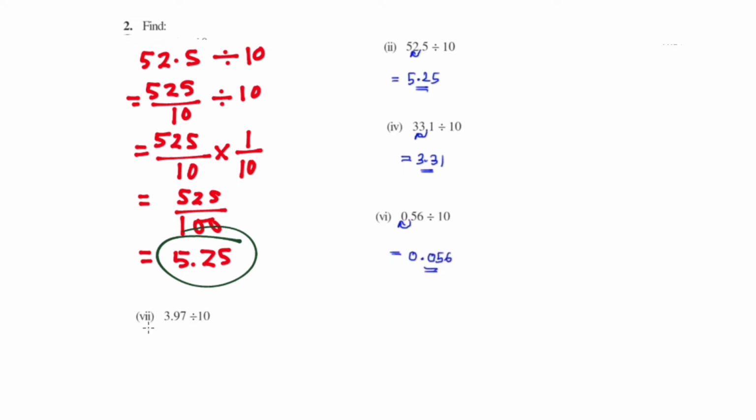Right? Now in this part we have 3.96 divided by 10. Number of zeros is 1. So the decimal is going to shift towards the right after one digit. Clear? So the answer will be 0.397. And this is how we will do this type of question.